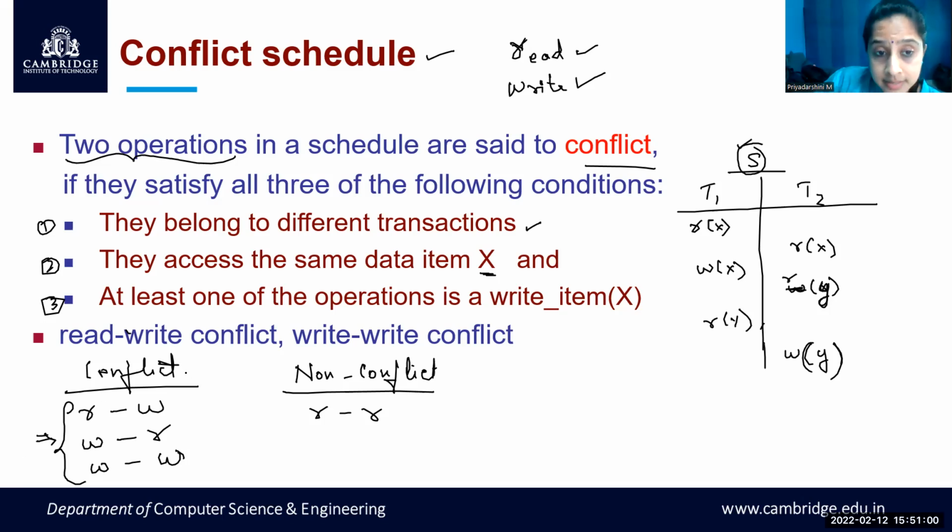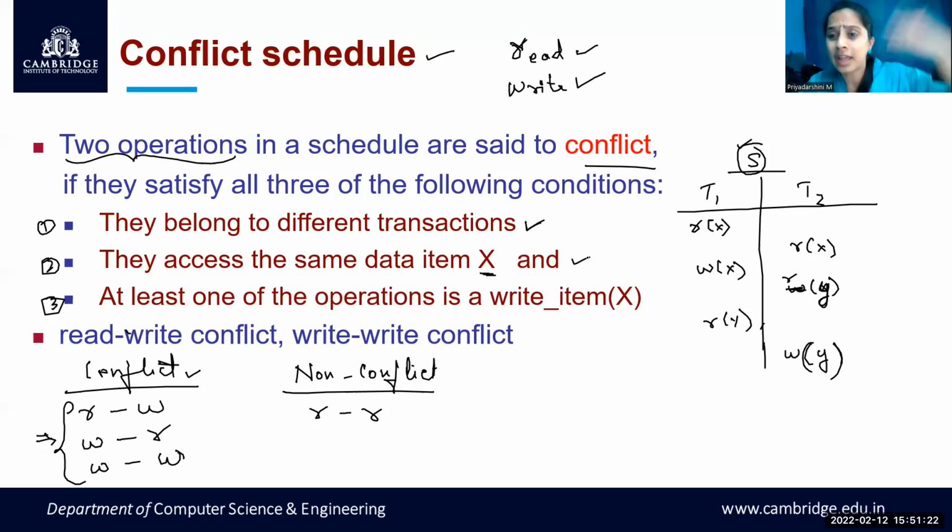Now, consider these operations. Now we will go through them one after the other. How should the operations be? They belong to different transactions. If read is in one transaction, write should be in the other transaction. Is that clear? Then only the conflict. That's the first condition. The second condition, they access the same data item.